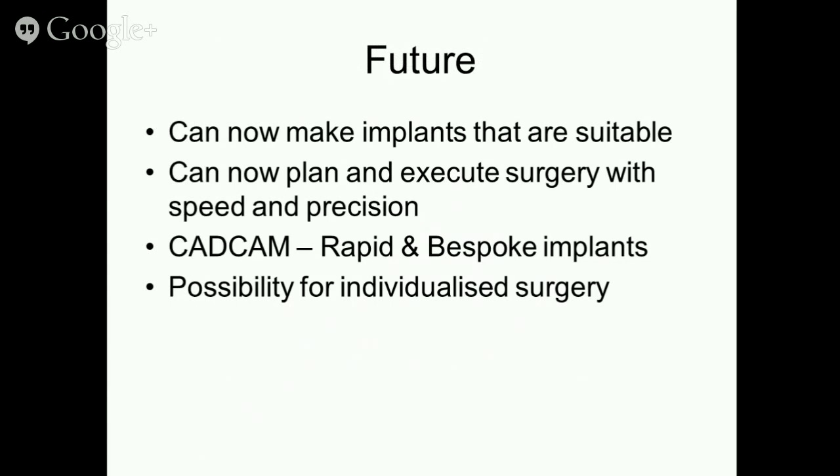So we can now make implants that are suitable. We can plan and execute surgery with speed and precision. We're going into the area of computer-aided design and manufacture, which will allow rapid and bespoke implants, and is already allowing the tools, the implantable guides, to be bespoke for each patient. And it also presents in the future the possibility for individualized surgery, because we can now control the position of the implants very accurately to a sub-millimetric level.